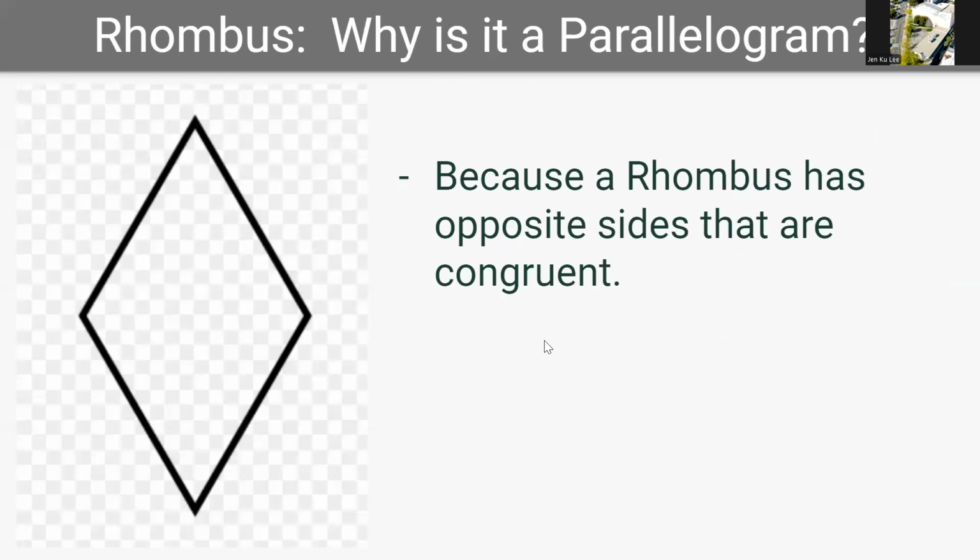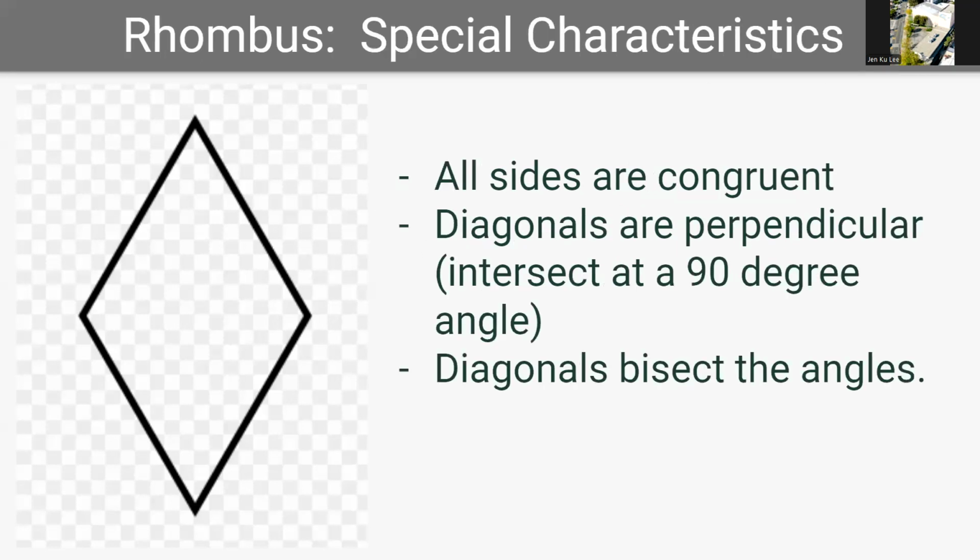And a rhombus, why is it a parallelogram? It's because a rhombus has opposite sides that are congruent. Okay, so that side's congruent to that side, and that side is congruent to that side. And on the next slide, we're going to talk about something that's a little more special about what a rhombus is. Okay, the special characteristic that the rhombus holds is that all sides are congruent. So all of these guys are equal to each other.